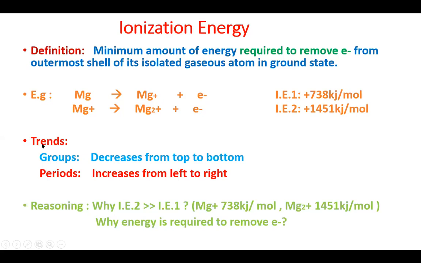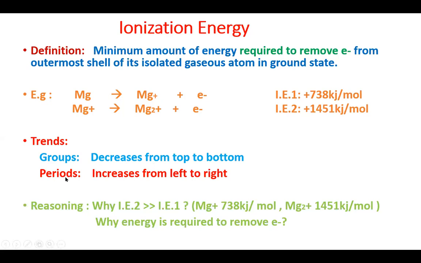Next, moving toward its trend. Within groups and periods in the periodic table, in groups, ionization energy decreases from top to bottom, while in a period, ionization energy increases from left to right. The reason is that in groups, as we know that atomic size increases from top to bottom, it is easy to lose an electron from the elements which are present at the bottom of the periodic table.